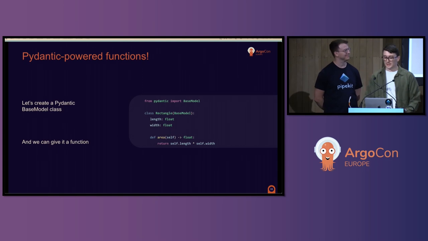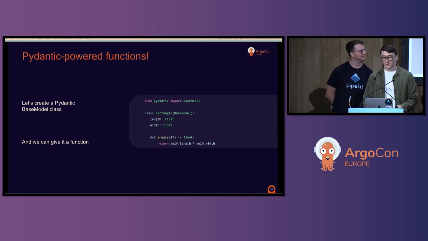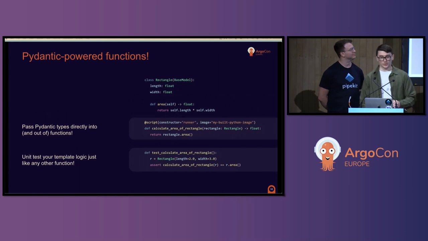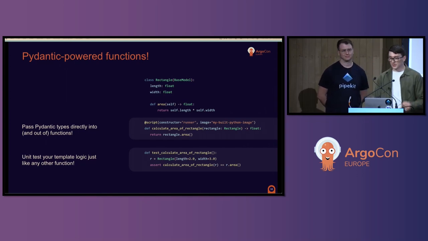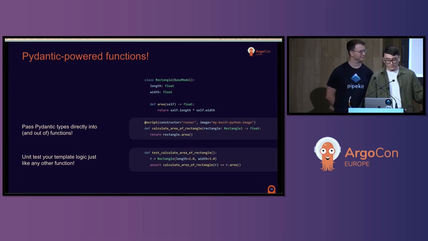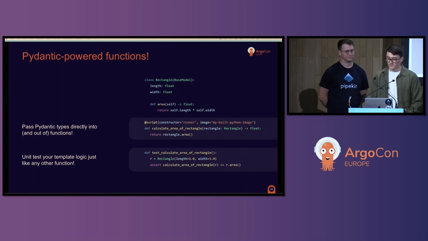First, we need a Pydantic base model class, and here, a very complex example of a rectangle with a length and a width and a function called area that returns the area. I'm sure your business logic is much more complex. So with the Hera runner, we can now just use this as an input parameter to the function, which means the underlying script template is now looking at this rectangle. And we can test it just like any other function.